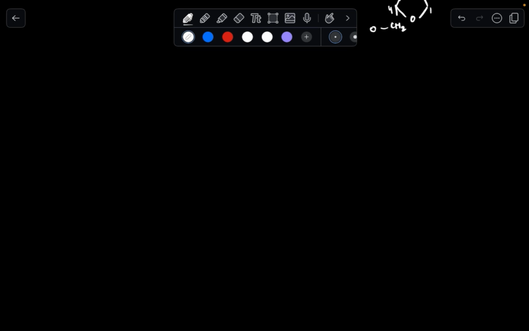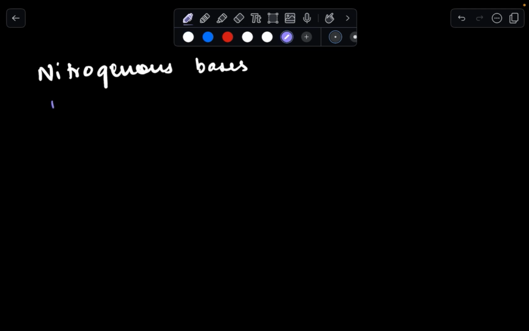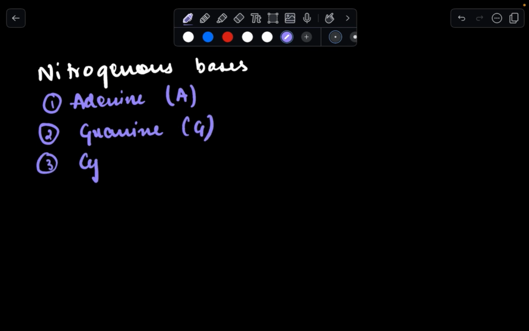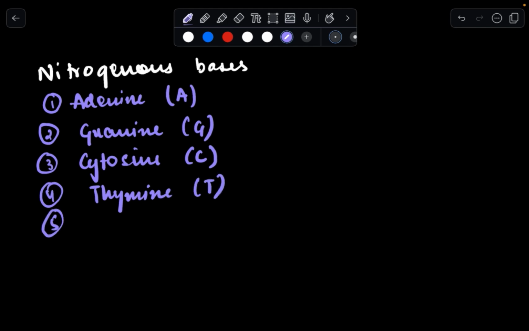Now coming to the nitrogenous bases. What kind of different types of nitrogenous bases are there? There are 5 different types of nitrogenous bases: adenine, guanine, cytosine, thymine and uracil.